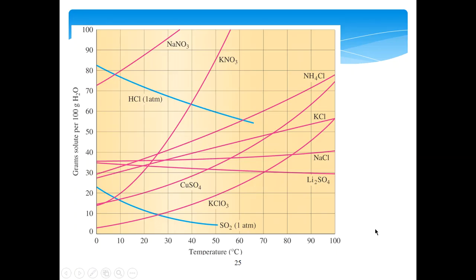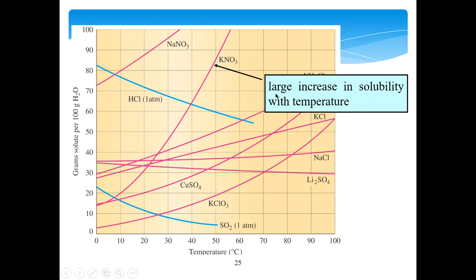All right. So here is the graph. The y-axis gives you the solubility. The x-axis gives you the temperature, right? And as you can see, for most of these solids, like sodium nitrate or potassium nitrate, there is an increase in the solubility with temperature. And that is certainly true in the case of potassium nitrate.